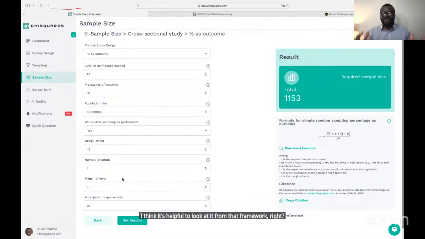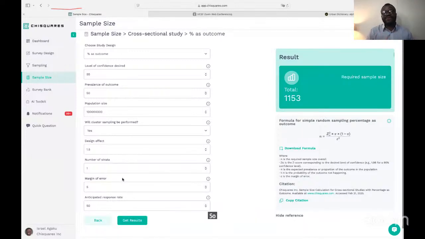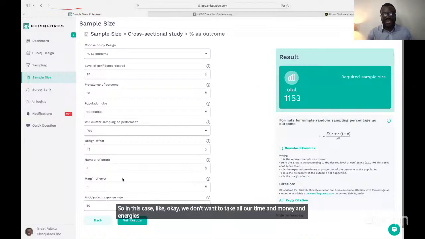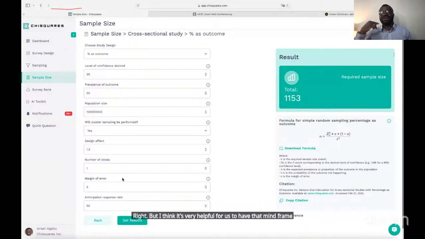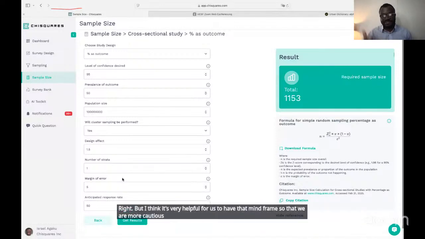If you run a company or a business, you ask, what are the risks that we face and how do we mitigate those risks? In this case, we don't want to take all our time, money and energy to conduct a study and not even have any idea that it will go the right way. So at least let's get something. Something is better than nothing, right? But it's very helpful to have that mind frame so that we are more cautious. We think deeper about what we're doing, knowing that there's nothing guaranteed, and that allows us to be more intentional about what we do.